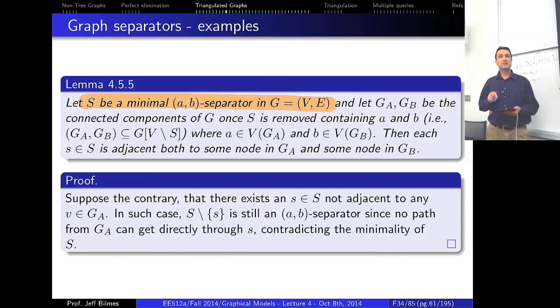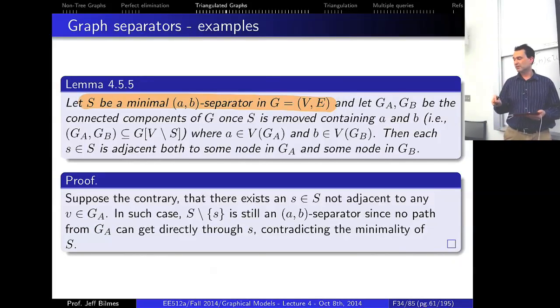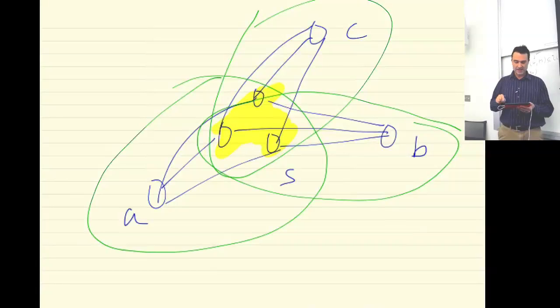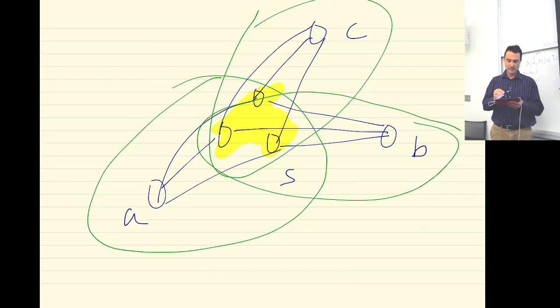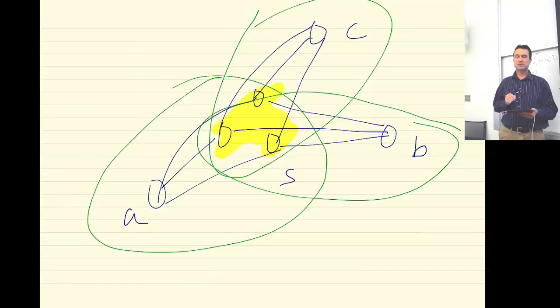It's saying that S is a minimal AB separator, so it's a minimal separator now. And we're letting GA and GB be the connected components of G once S is removed. So it necessarily is the case that if you're starting with a connected graph, and S is a separator, it shatters the graph into different pieces, each of which is connected. So in this case, the things that I've highlighted in green are the connected components.